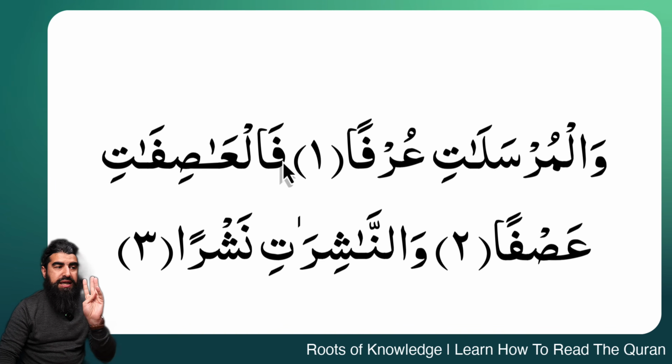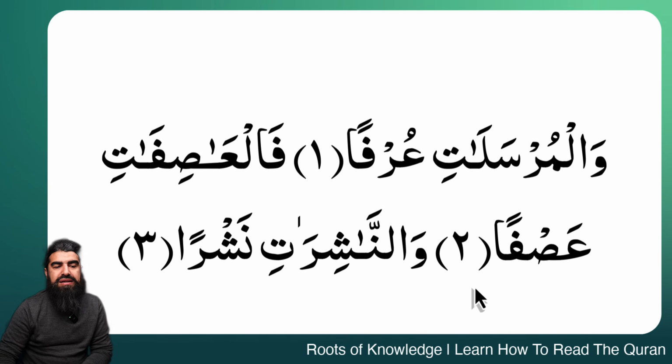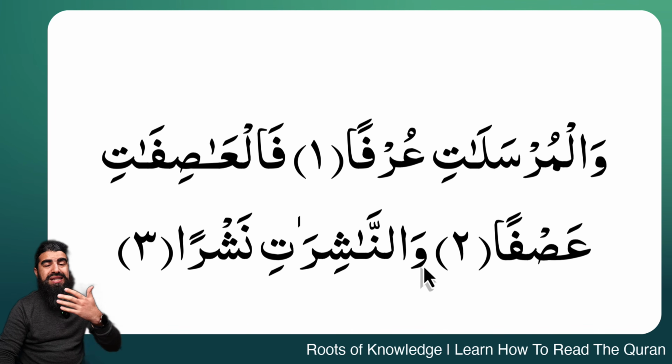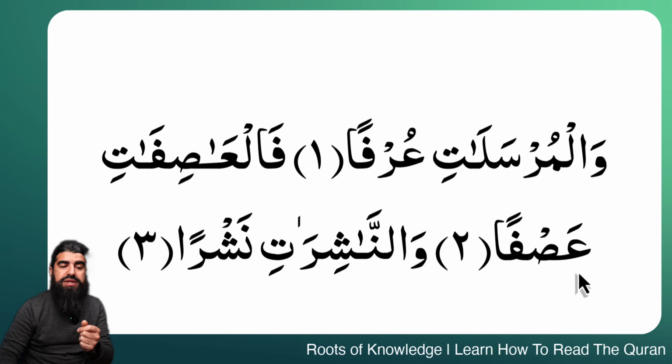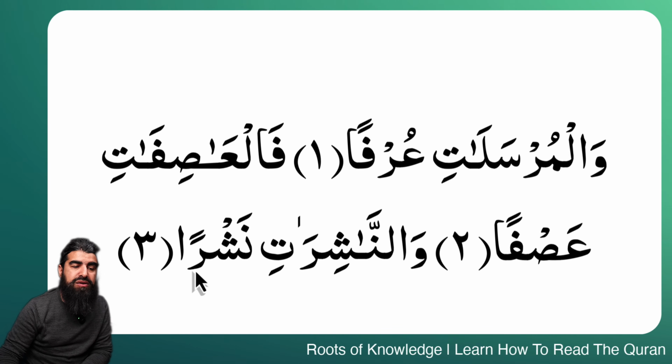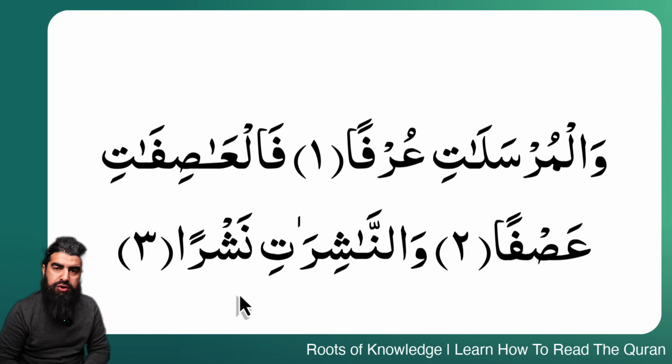So out of the four, izhar, idgham, iqlab, ikhfa, slowly like that, inshallah, you're going to understand this. All right, so عرفا فالعاصفات. Over here, عصفا والناشرات. Now you have a waw over here, and waw belongs to the second category, which is known as idgham. So you would actually join this together. You would say عصفا والناشرات نشرا. So you see, slowly, inshallah, I'm going to introduce you to these words and show you how to pronounce them. You're going to become very good at reciting the Quran, inshallah.